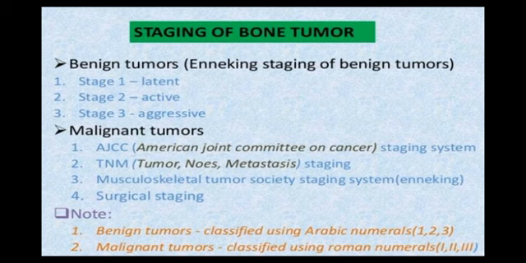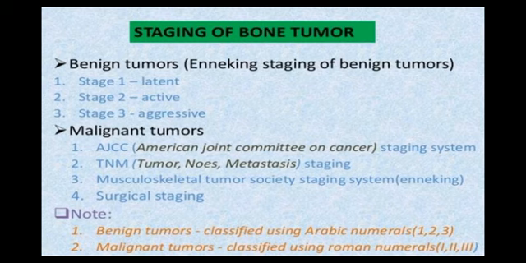Staging of bone tumor. Benign tumor, Enneking staging of benign tumor. Stage 1 is latent, stage 2 is active, and stage 3 is aggressive. That means when aggressive stage, that can be said as when the benign tumor is converted into the malignant tumor. When the tumor arises from the primary bone tumor, that will come into the aggressive stage, and from that stage the tumor will be converted into the malignant tumor.